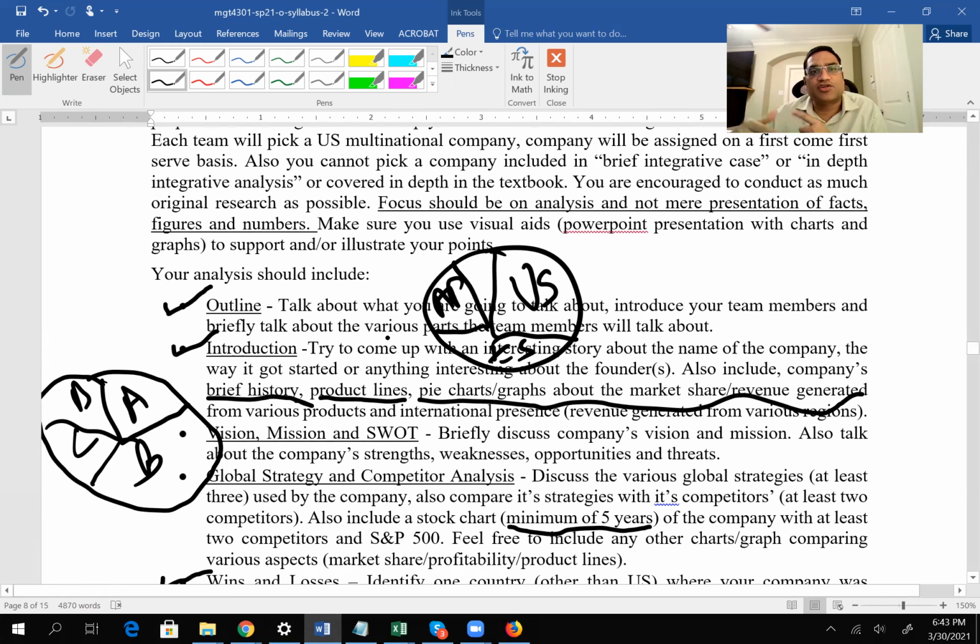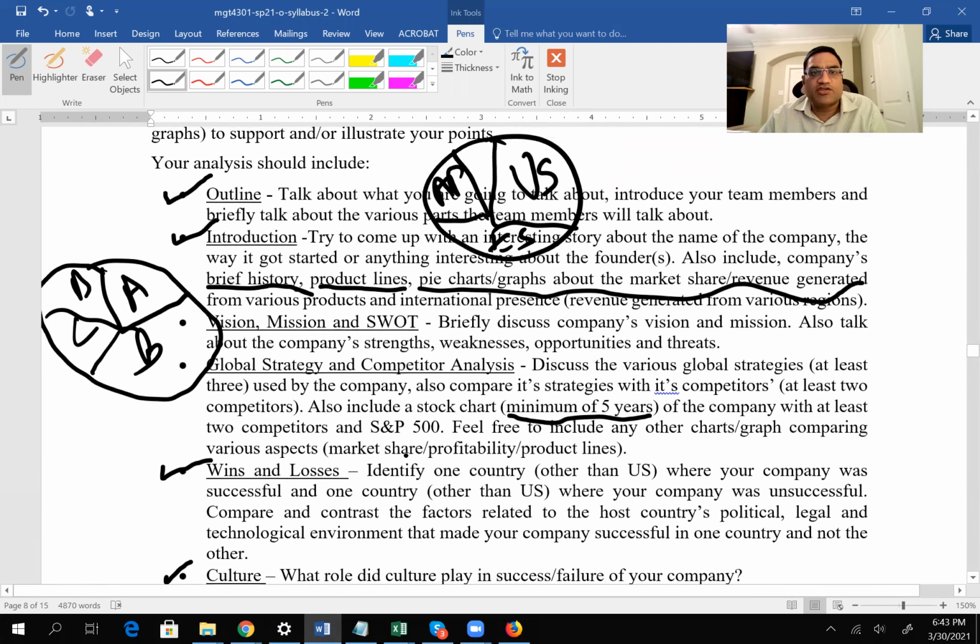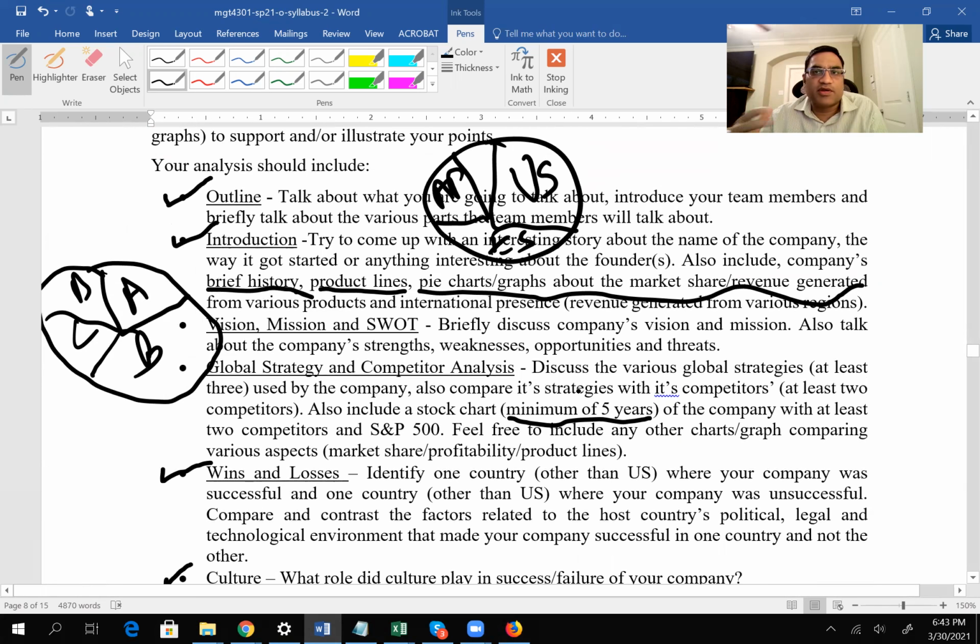Now, then the introduction: talk about how the company got started, some interesting story, and at least include 2 pie charts, one about products, how they make their money, and two, where they make their money. Then vision, mission, and SWOT, and you should be able to get that from the company's website. A global strategy and competitor analysis: come up with at least 3 global strategies for the company, and how does it compare with its competitors.